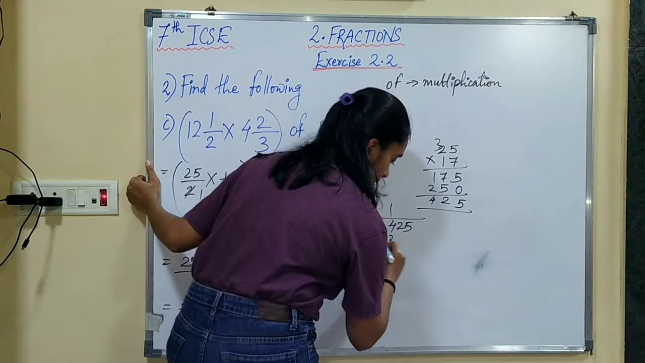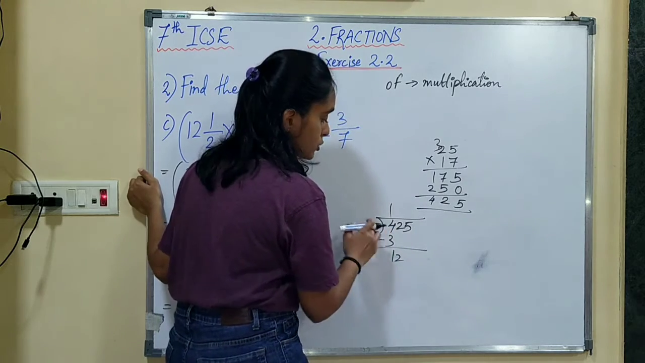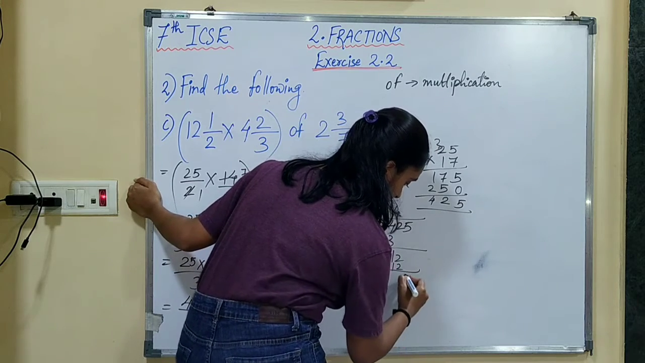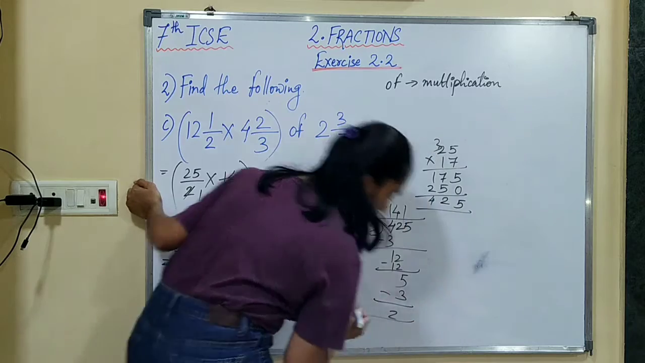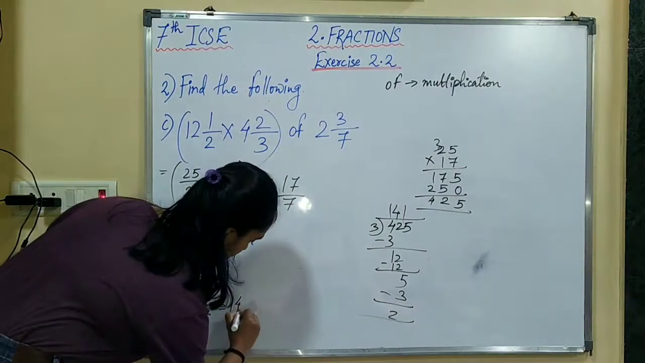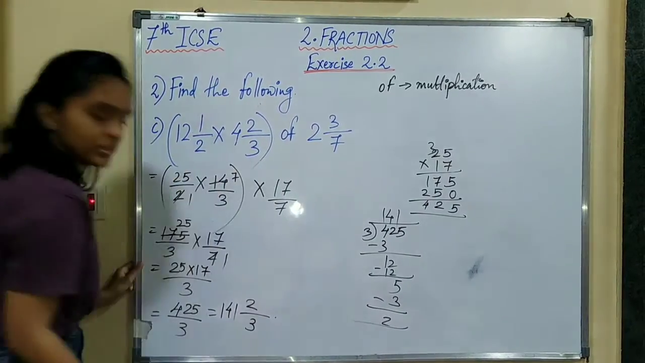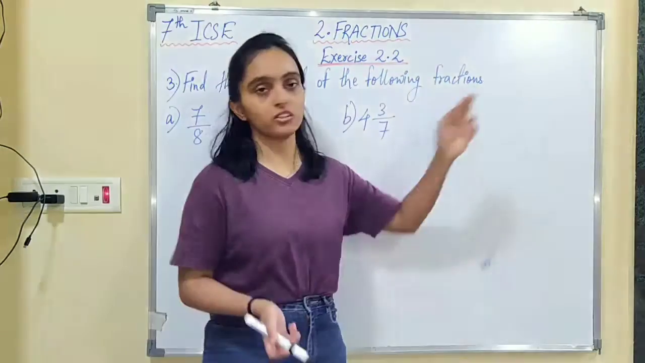3 ones is 3. 12 will come down. So 3 fours is 12. And then 5 will come down. So 5 threes... So remainder is 2. So your answer will be 141 integer 2 upon 3. The third question is find the reciprocal of the following fractions.